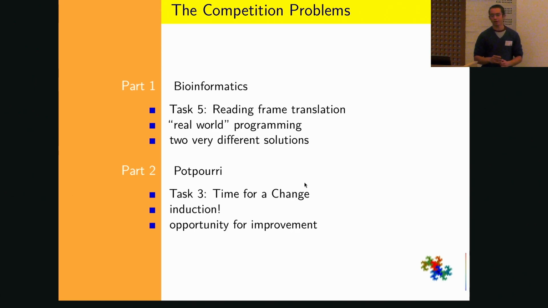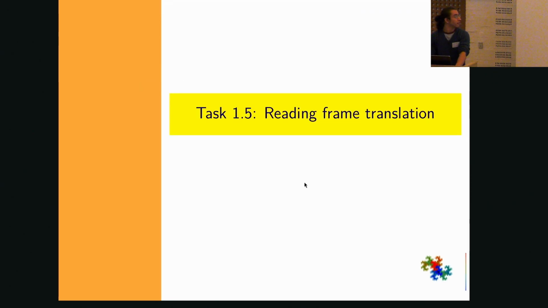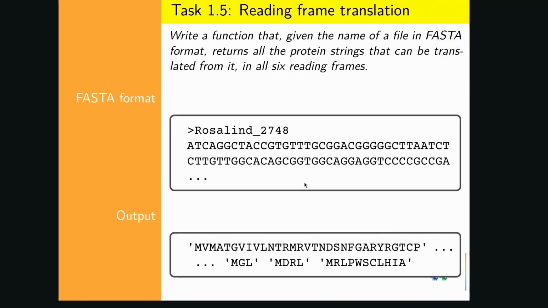But again, I'm not sure which one was actually the one that got evaluated. So, for part 2, I chose to present task 3, which was the coins problem, time for a change, which I really enjoyed, mainly because as a mathematician, I always appreciate a good opportunity to use induction. And also there's some improvement that we may be able to make to my solution if there's some time left over. So let's get on with problem 1, which was reading frame translation.